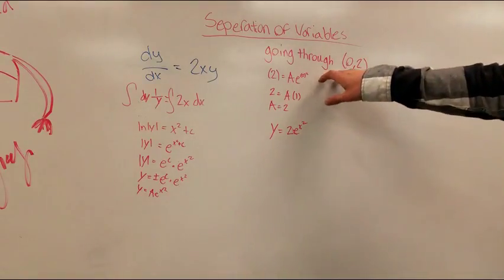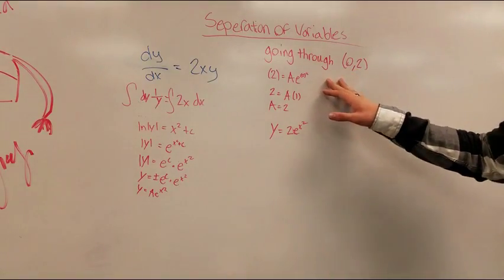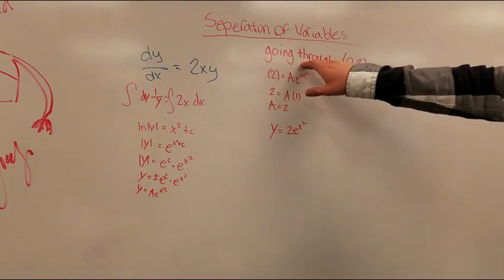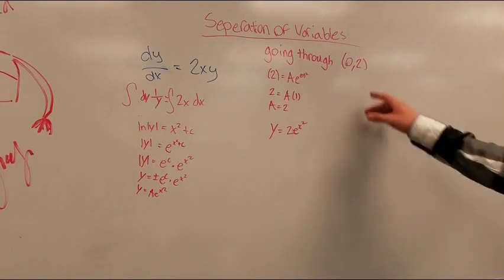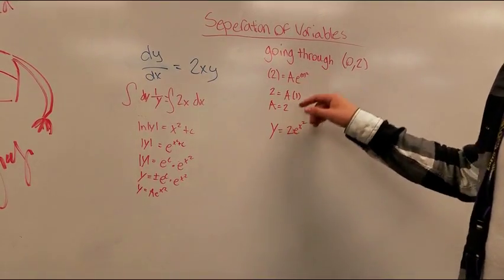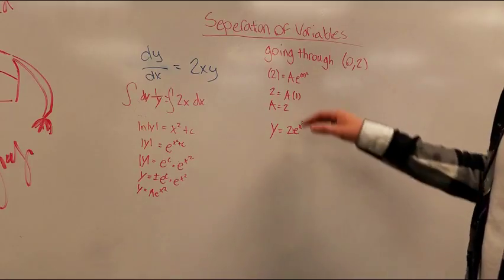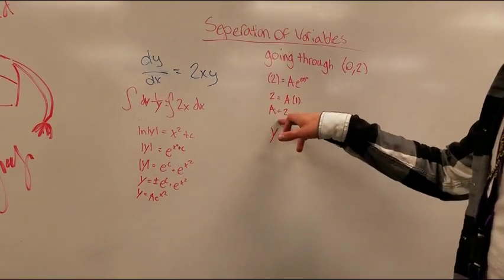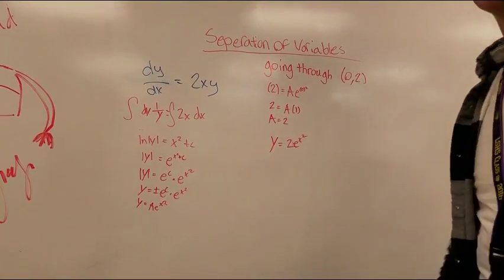And then if you do a different type of problem where you're trying to find the particular solution, not the general, if it's going through point 0, 2, then all you have to do is plug in 2 for y and 0 for x, and you get 2 on that side, and then you plug in 0 and you get 1, and so a equals 2, and then you plug in a again and you get the final equation.